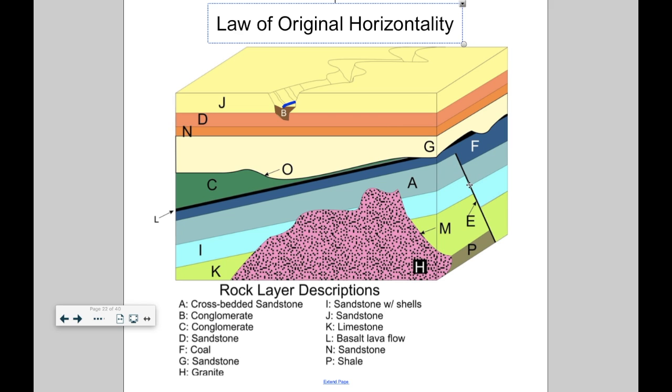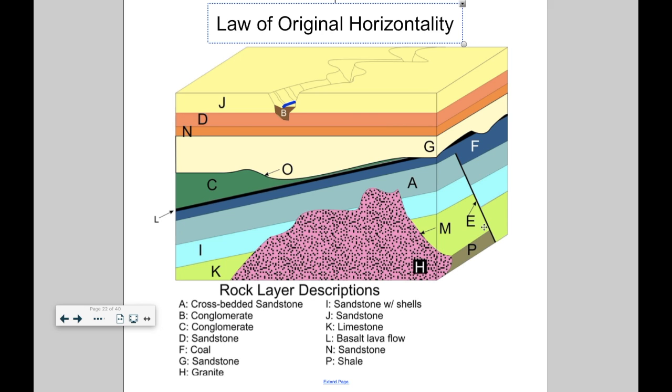We can actually combine this with the law of cross-cutting and note that this fault at line E separated all of the layers when they were tilted, and so we know that this fault happened after the layers are tilted, because the fault is also tilted, and that can't have happened until the layers were tilted. So the law of original horizontality says that layers are originally laid down horizontal, and any tilting that happens has to have happened after the layers were laid down. In other words, you can't tilt something that isn't there.